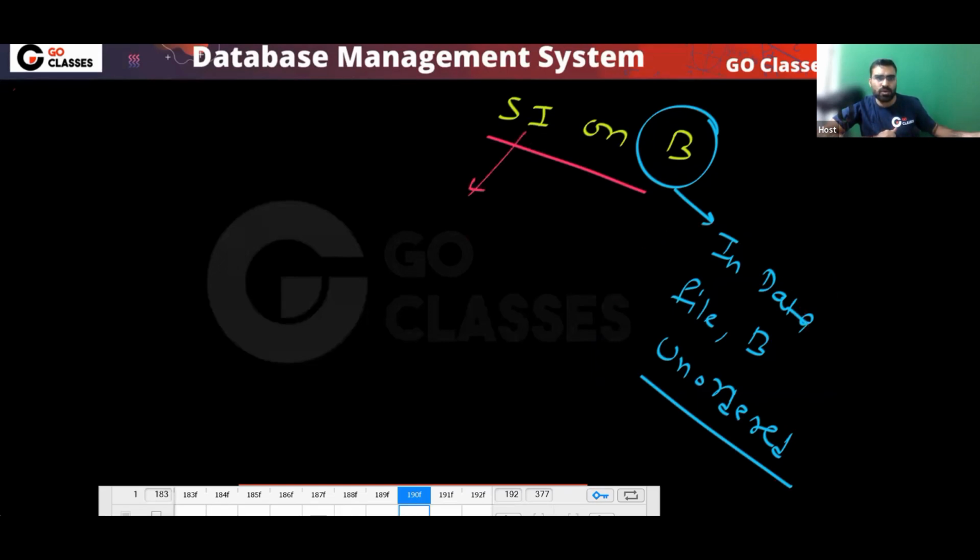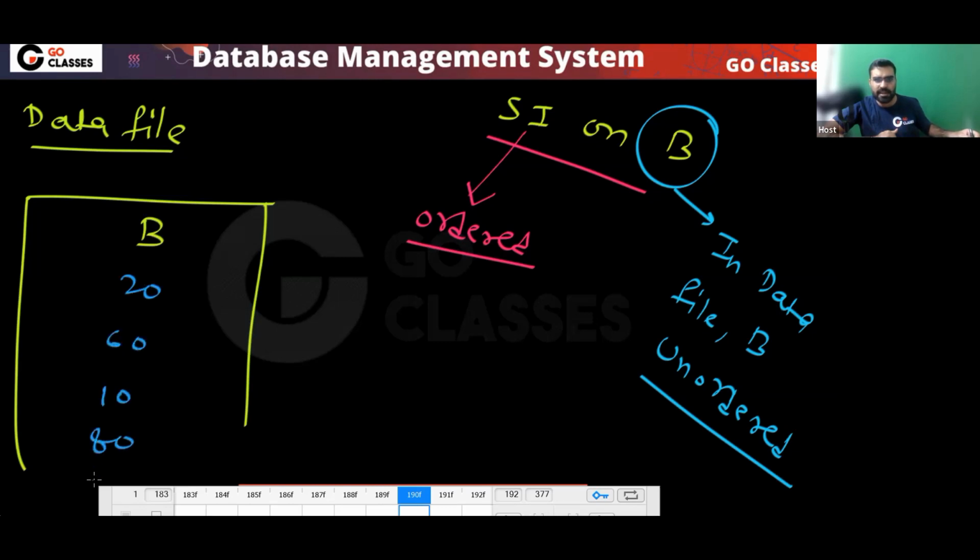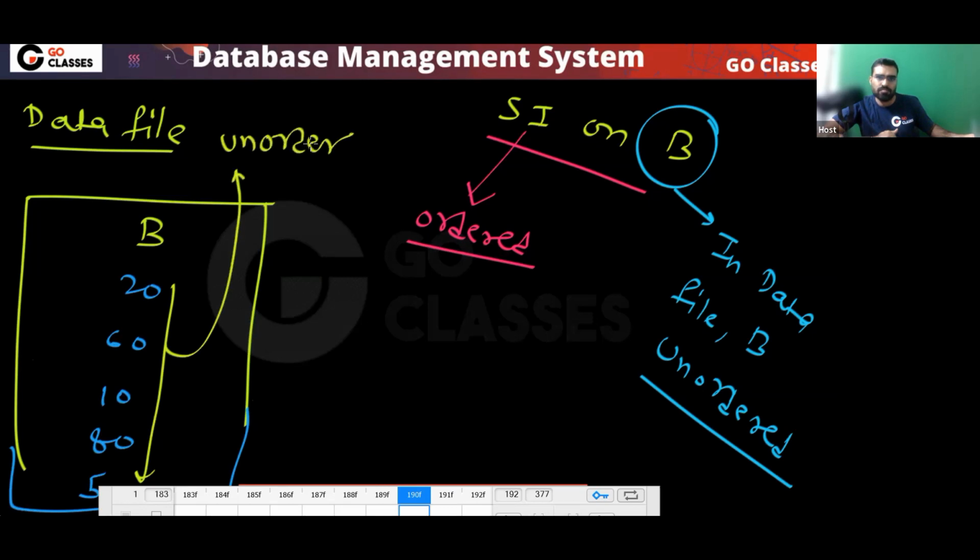In the secondary index, of course, it will be ordered. Every index is ordered. So you can notice this B will be unordered in the data file. Maybe the values are 20, 60, then 10, then 80, and then 5. So this B is unordered in the data file, right?